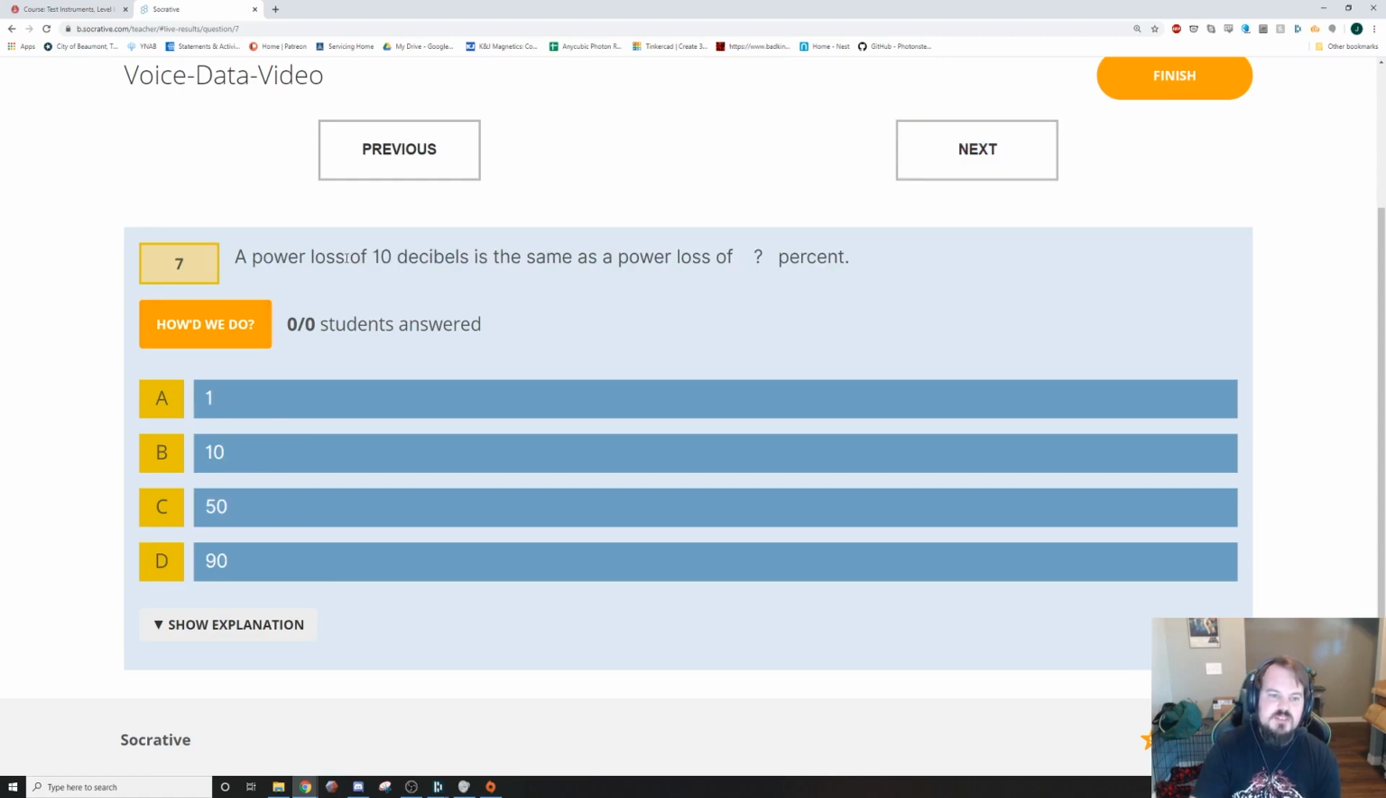A power loss of 10 decibels is the same as a power loss of, it will not be 10% for sure. It is on page 128, in power attenuation measurements, and it gives you power loss percentage. So a power loss of 10 decibels is the same as 90% power loss. So 10 decibels is a huge amount of your power.